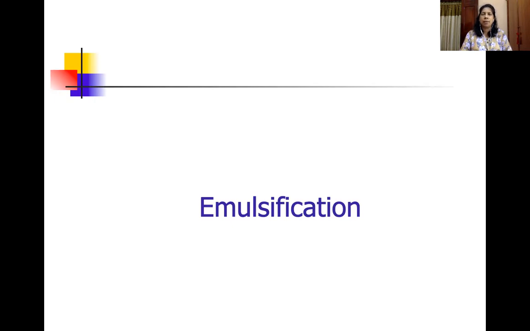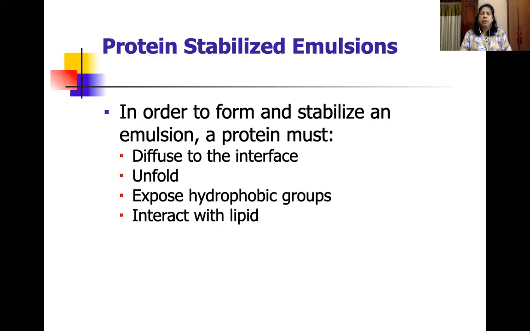In the case of emulsification, there should always be two immiscible liquids or two immiscible phases. Sometimes it's water and lipids, sometimes water and air, or sometimes lipid and air. Two immiscible phases should be there to make an emulsion, right? So in emulsification, we always consider that there are two immiscible phases. Therefore, two immiscible phases cannot easily be held together.